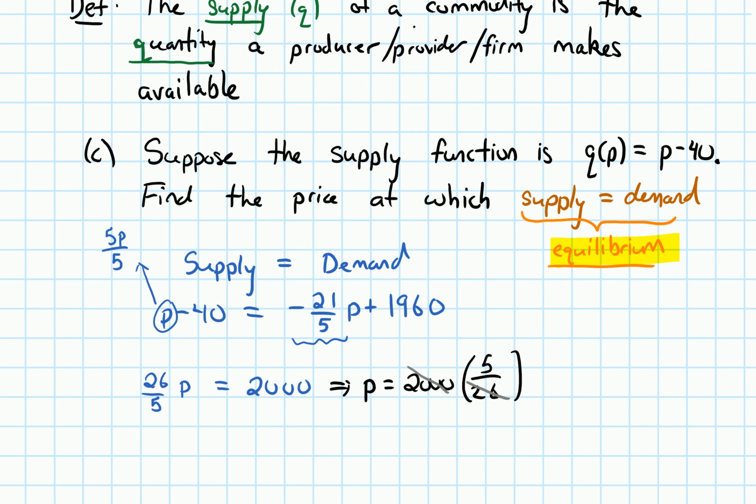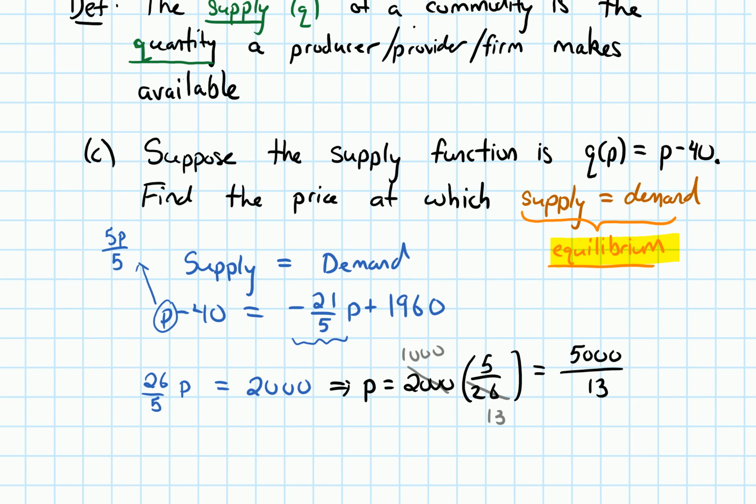2,000 and 26 are both even, so we can divide them by 2, and I'll be left with 1,000 on top, 13 on bottom. And 13 doesn't go into 1,000, and it doesn't go into 5. So at this point, we can just multiply it out. The top is 5 times 1,000 is 5,000. On the bottom, we have 13.